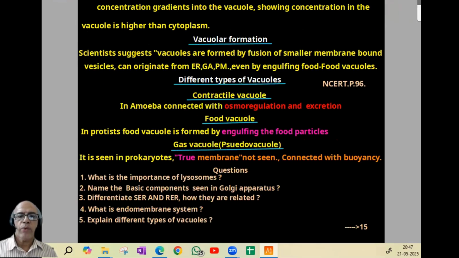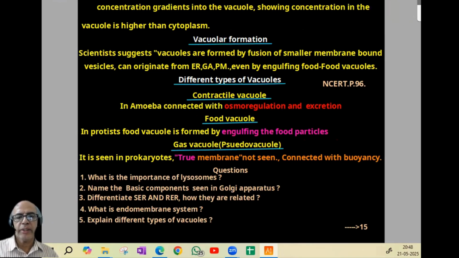Next is vacuolar formation. Scientists suggest vacuoles are formed by fusion of smaller membrane-bound vesicles, which can originate from endoplasmic reticulum, Golgi body, even plasma membrane, even by engulfing food, that is forming food vacuoles. And different types of vacuoles, we have to proceed with the three.